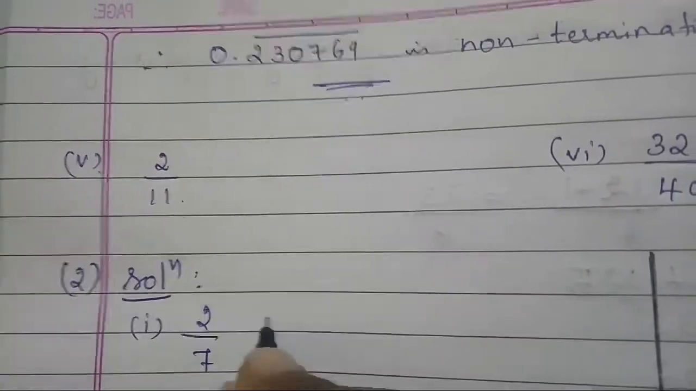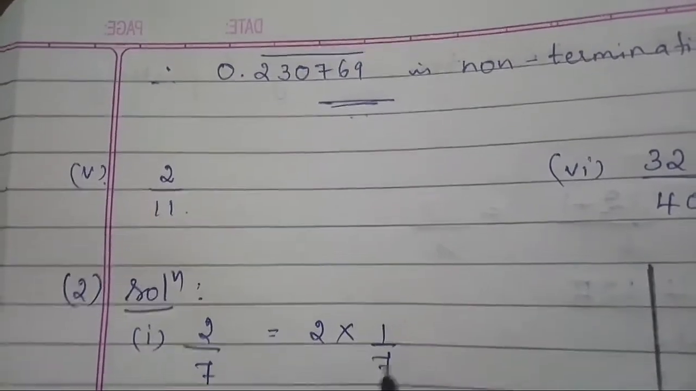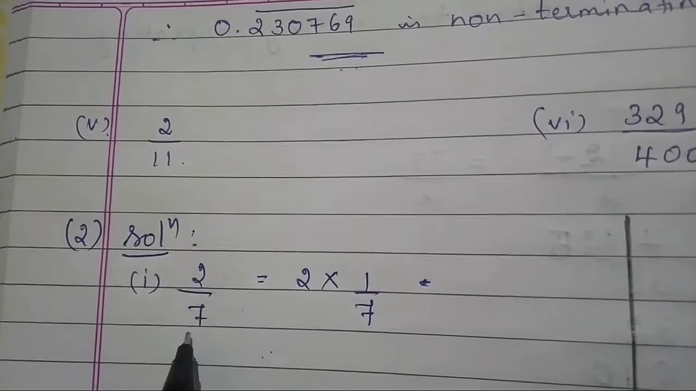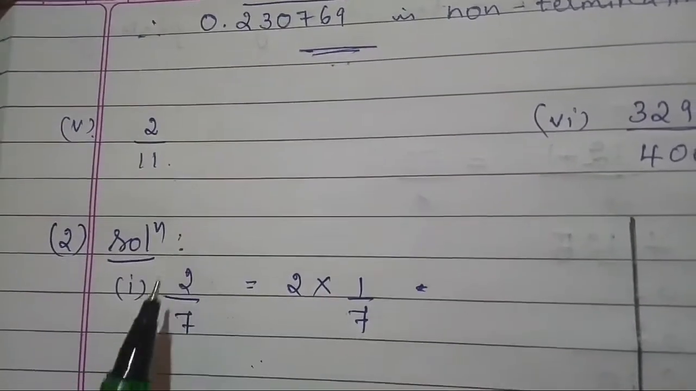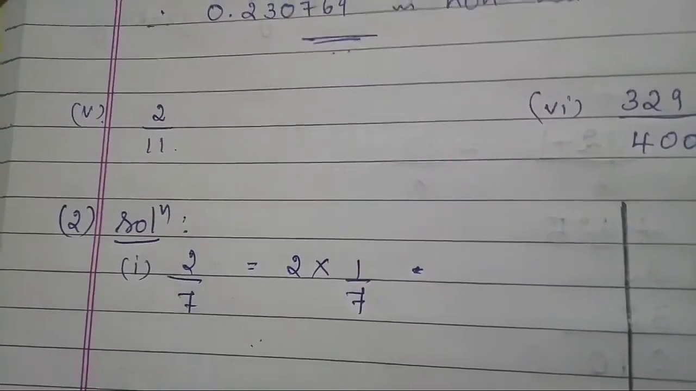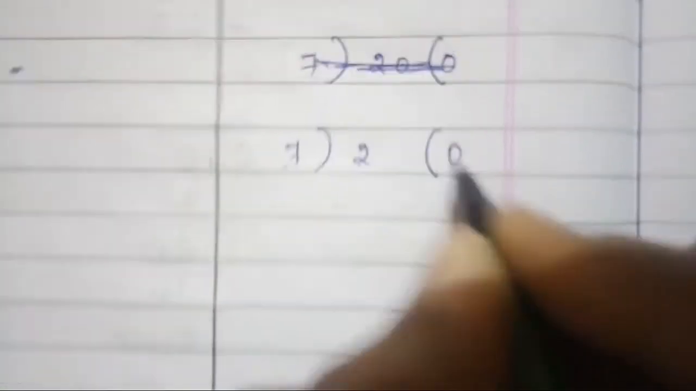2 by 7 is equal to 2 into 1 by 7. So we need to find the value of 2 by 7. Here 7 is the divisor and 2 is the dividend. First we need to divide. Here 2 is less than 7, so I can put a decimal point, that is 0 point, and I will get a 0 after 2.